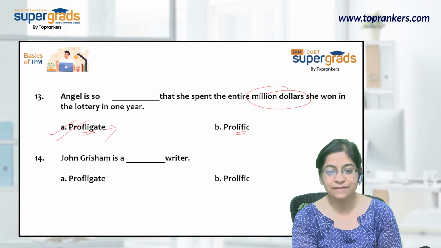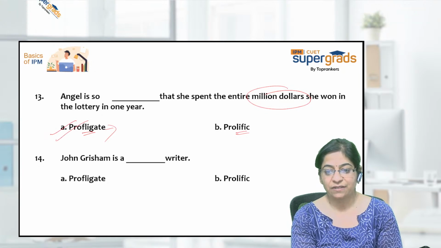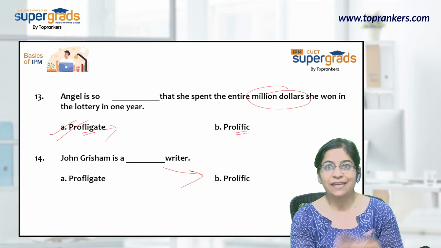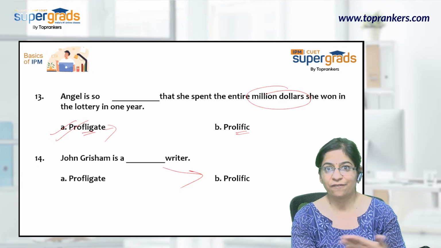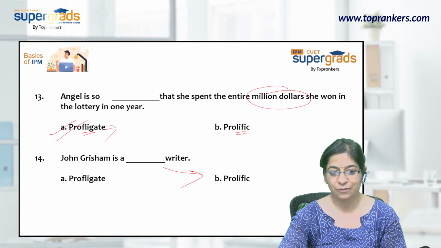It's an adjective. John Grisham is a dash writer. Prolific, productive. That means he keeps writing and he keeps giving good stuff to the world to read. So he's a prolific writer.